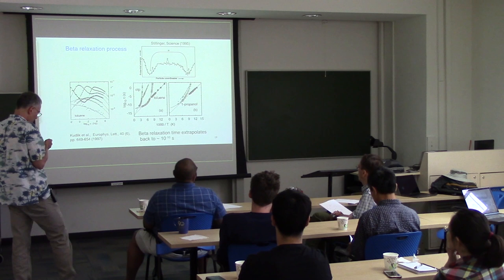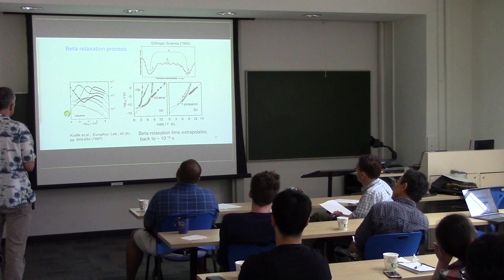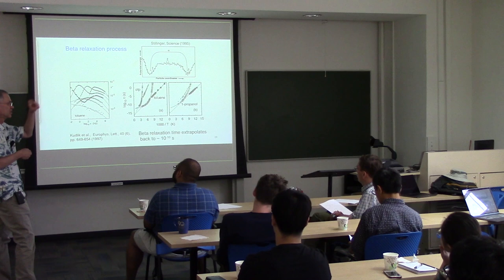Okay, so let me just show you a couple of experiments that illustrate that. So on the left here is a dielectric relaxation experiment for toluene. So toluene has a small dipole moment that goes along the long axis of the molecule.